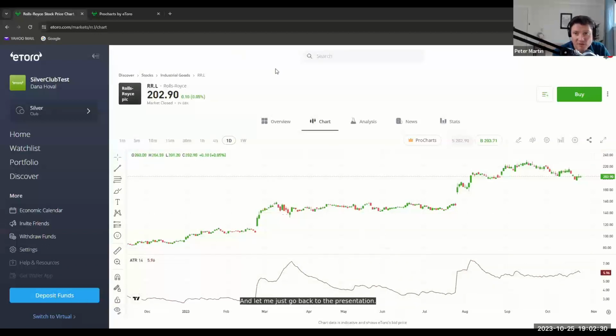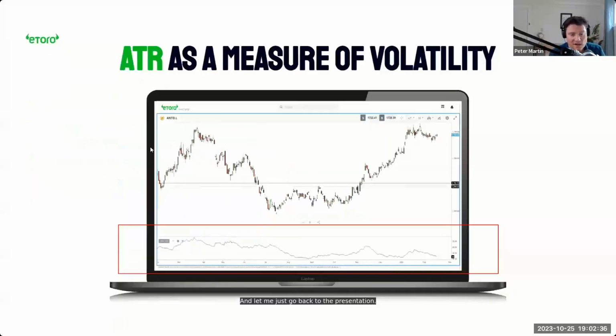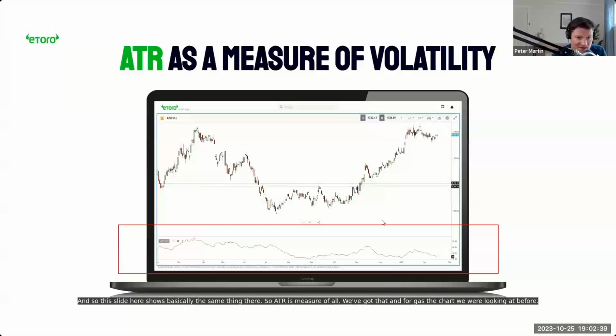And let me just go back to the presentation. And so this slide here shows basically the same thing. So ATR is a measure of vol. We've got that Antofagasta chart we were looking at before. We've got the resistance level from when we were observing the range, and then at the bottom of the screen, the ATR. And it would be the same principle I've just described.